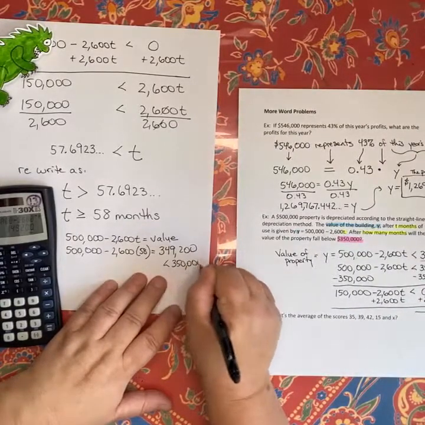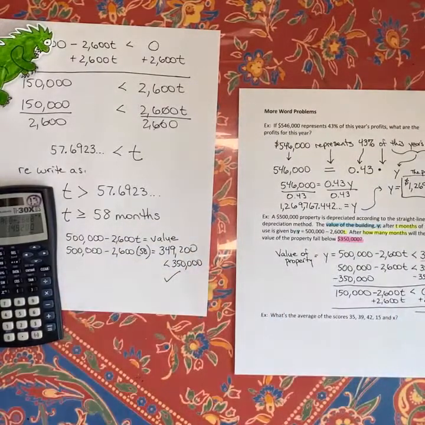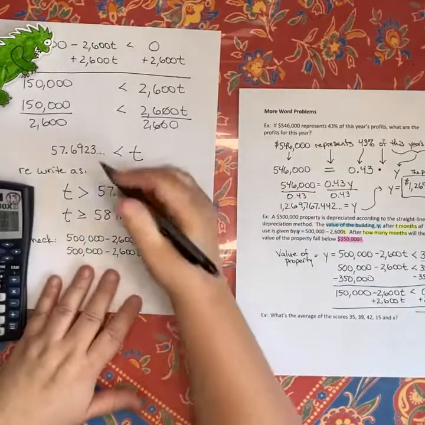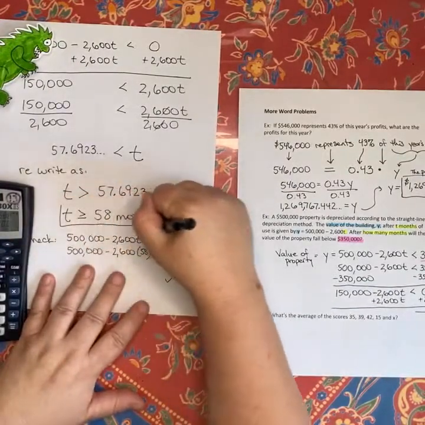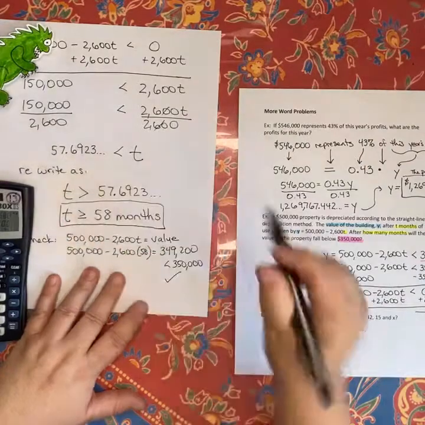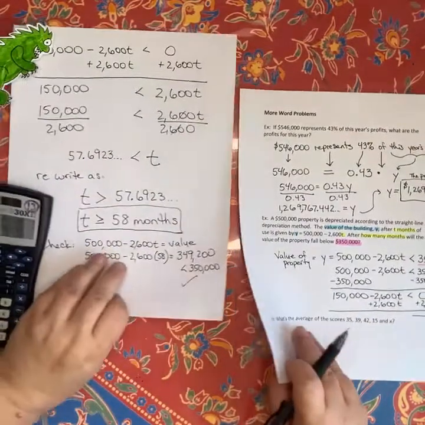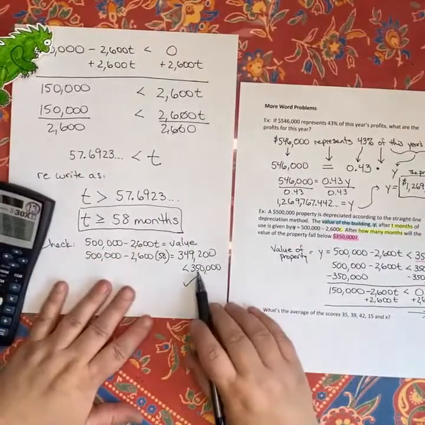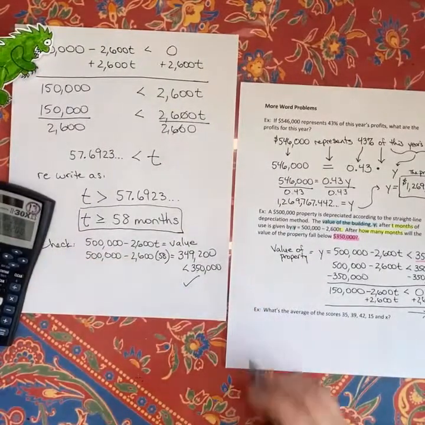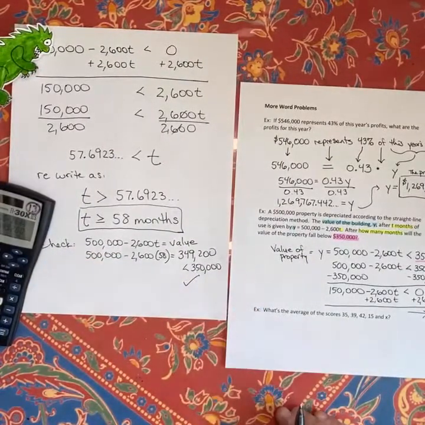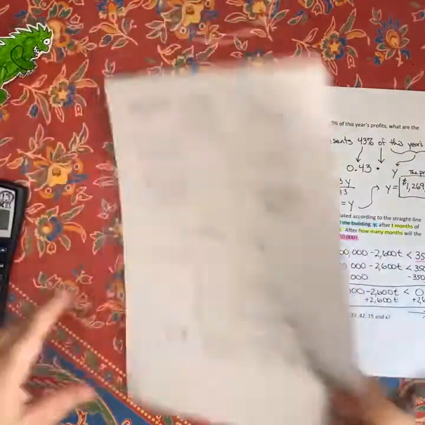350,000. I did it. So what's the correct answer in this? The correct answer is t has to be greater than or equal to 58 months. So just around 5 years for the property to depreciate below 350,000. Woohoo! Okay, so now we did that one.